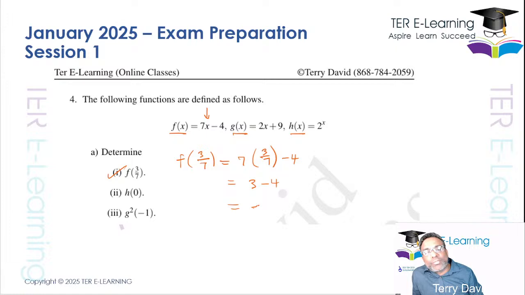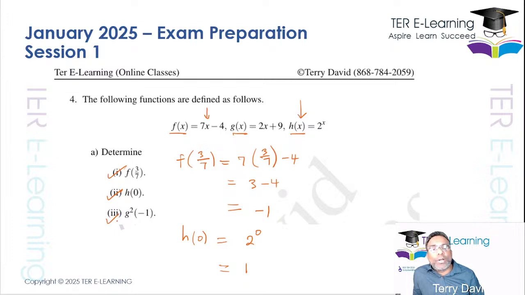So you all need to be able to work out simple substitutions like this into any type of function, right? So 3 minus 4 is -1. So that's the answer for part 1. For part 2, you want h of 0. Now this is what h of x is. So you're going to substitute. So h of 0 is going to be 2 to the power x. So that's 2 to the power 0. You all should know that anything raised to the power 0 is going to give me 1. So the answer is 1 for this here.